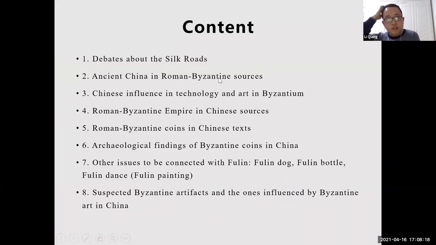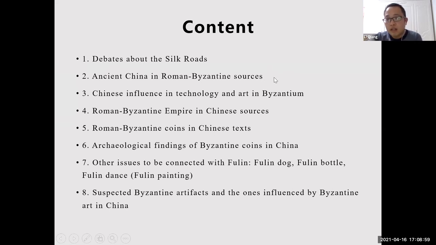In this talk, I'm trying to present these eight aspects. I'm not sure if I can finish, but I'll try my best to speak fast. In the first part, I will discuss a little about debates about the Silk Roads. That's the origin of this talk, why I would like to give this talk, because I really saw some debates about the Silk Roads. I will show them in the next slide. And the second and third parts are about ancient China in Roman Byzantine sources.